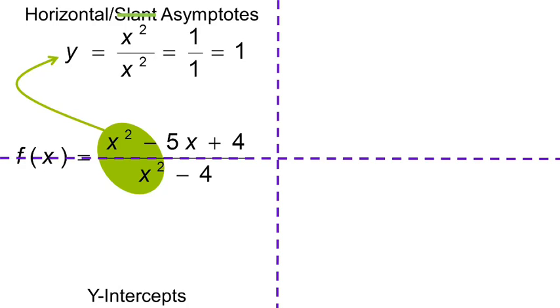Next, we're going to look at y-intercepts. Y-intercepts are when x is equal to 0. I could plug in 0 for all the x's and simplify, but what works out is that if you take the constants on the top and the bottom and divide those terms, this will give you your y-intercept. So the y-intercept will be positive 4 divided by negative 4, which is negative 1. So this point would be at 0, negative 1.